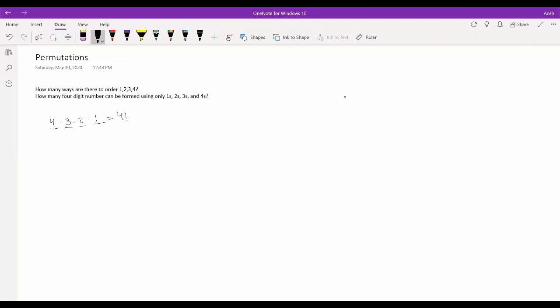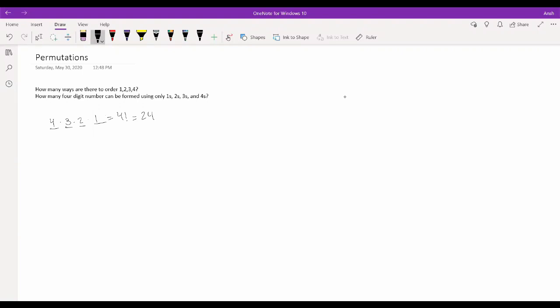But as some of you may have noticed, this is also just 4 factorial. So this is an example of ordering or picking without replacement. Factorials generally come up with orderings or selections without replacement.